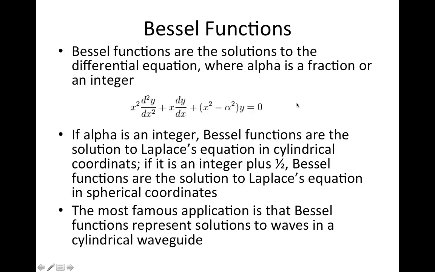And here basically we mention that these are the Bessel functions. They're the solution to this differential equation. If alpha is an integer, then the Bessel functions end up being the solution to Laplace's equation in cylindrical coordinates. If it's an integer plus a half, then they're the solution to Laplace's equation in spherical coordinates.